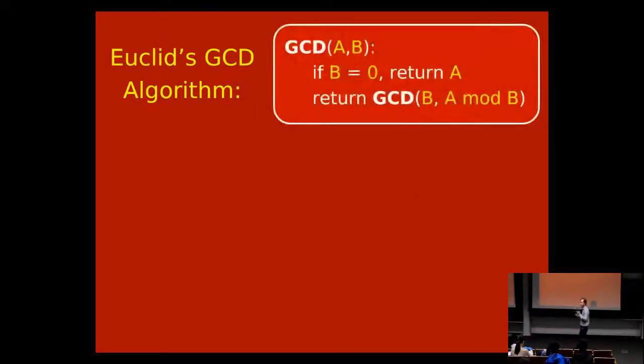So here's Euclid's GCD algorithm. I mean, I've told it to you now. For fun, I just wrote it recursively, so it'll be like 2 lines long. But it's just a very, very simple loop. Maybe it would have been 3 lines if I had used a loop.